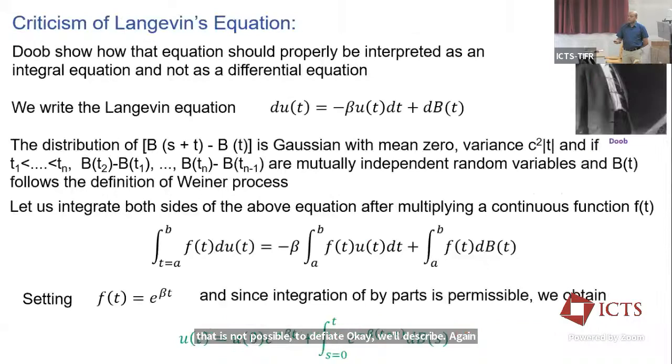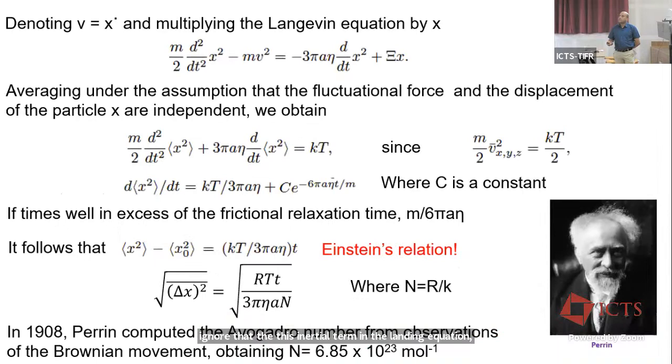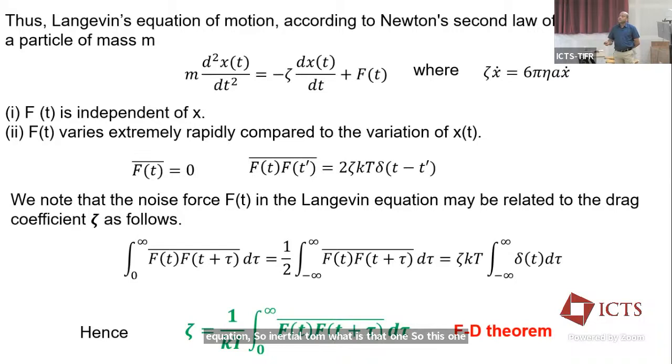But here you can imagine that the root mean square is not differentiable. So this is the relation. Ornstein-Uhlenbeck did not ignore the inertial term in the Langevin equation. So what is the inertial term? This one, m d squared x by dt squared, that is the inertial term. That particular term he did not ignore.